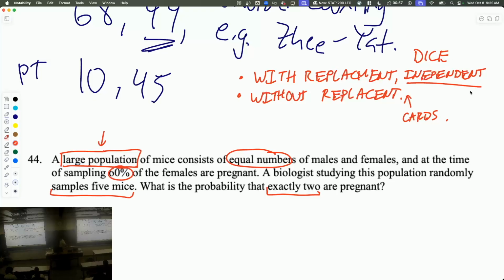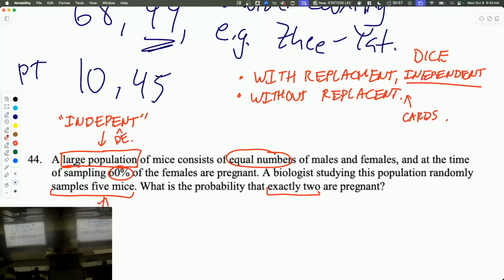Which is it here? Well, the secret is that because it's a, quote, large population, the population is so big that when you pull somebody out of it, it doesn't really change the odds. So this is a secret code word that means independent. The status of these 5 mice, what happens to one mouse does not affect what happens to the next mouse, and so on, because the population is large enough that it doesn't matter. That's what large means. So we're going to be taking these 5 mice, and the status of each is going to be independent of all the other mice in the population.